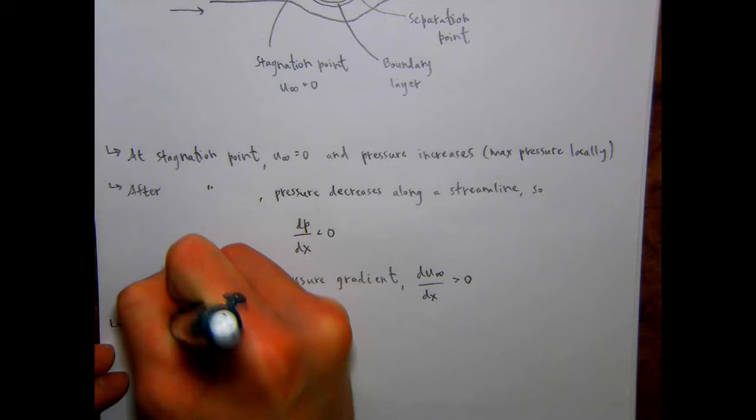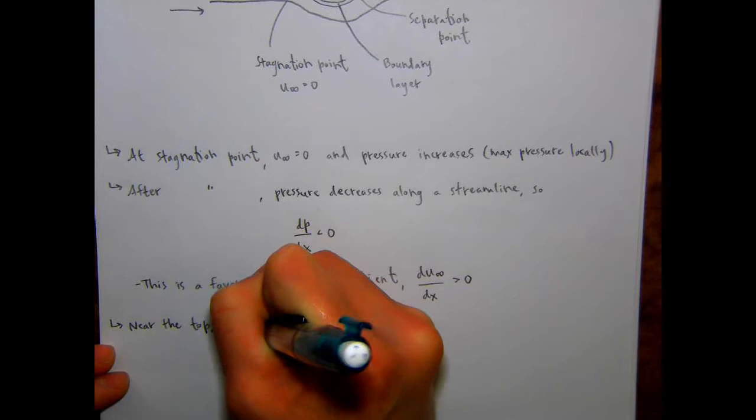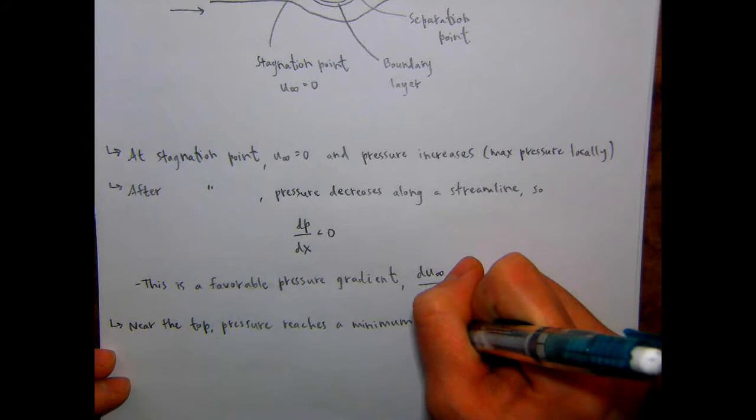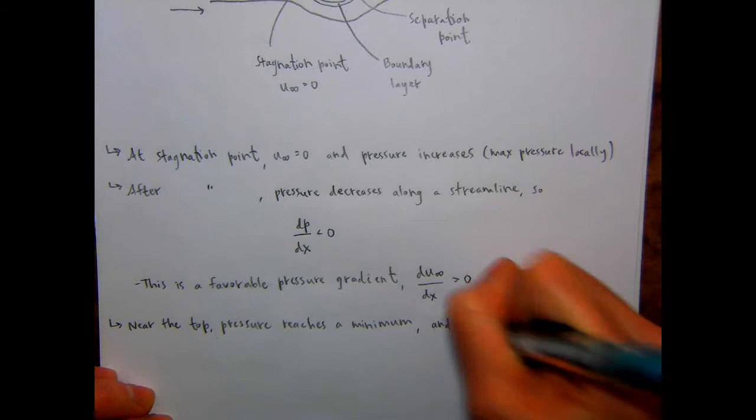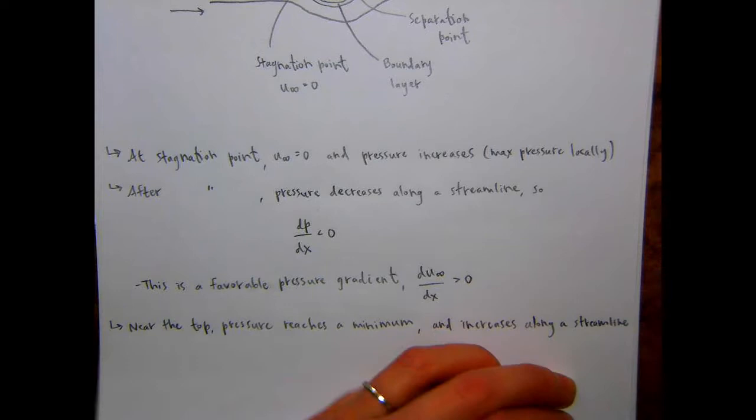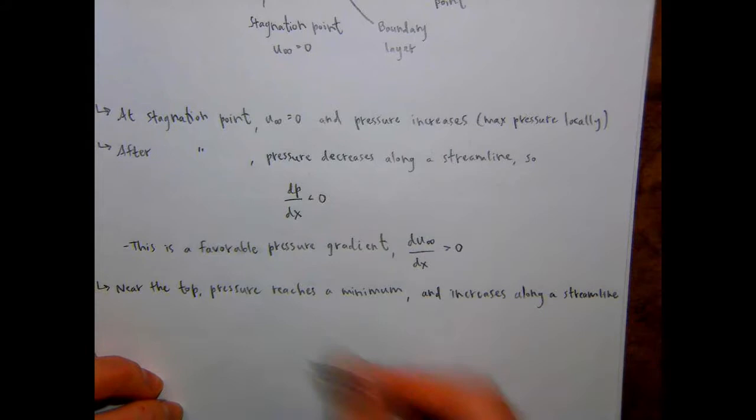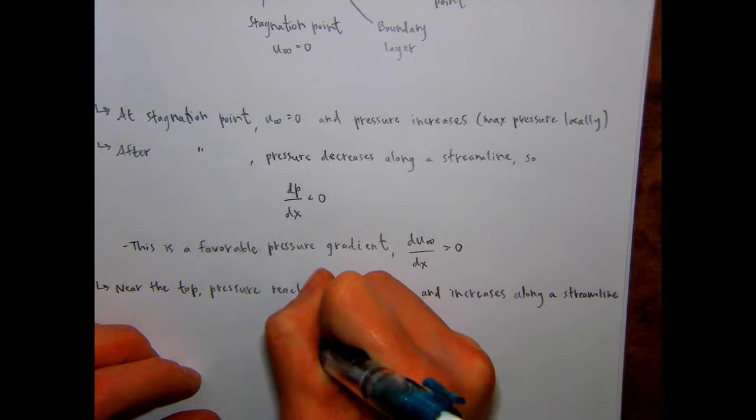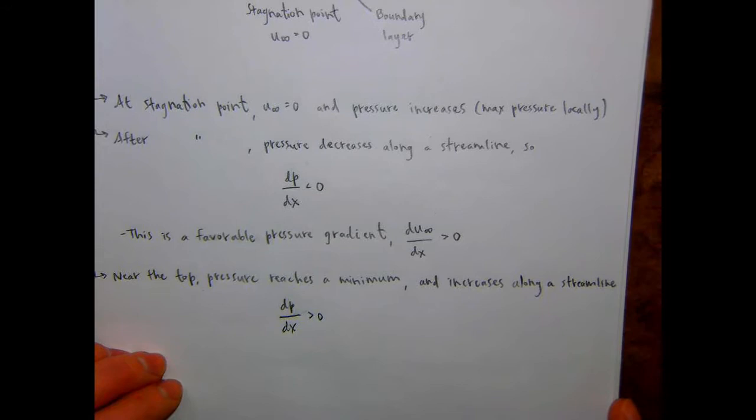So near the top, pressure reaches a minimum. And now it's starting to increase along a streamline. So near the top, pressure reaches a minimum and then increases along a streamline. So now we're going to have the pressure gradient. dP/dx is going to be positive, because the pressure is increasing with x. You can probably guess this is an adverse pressure gradient.